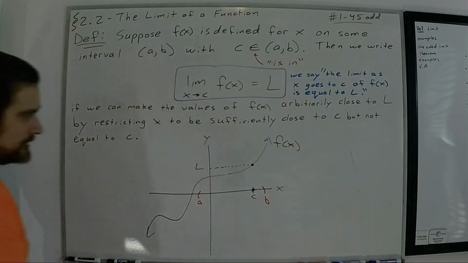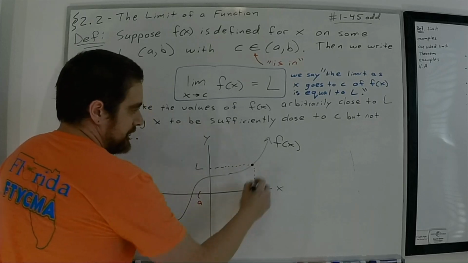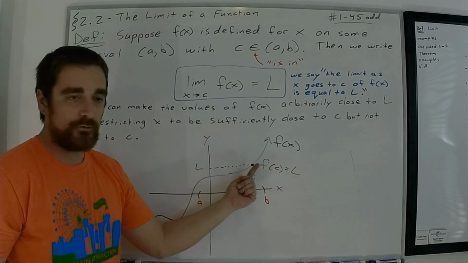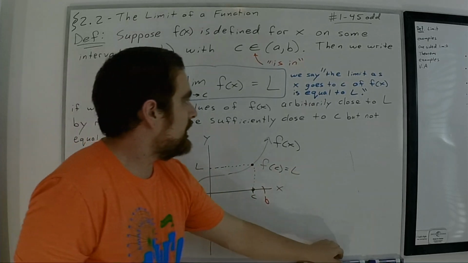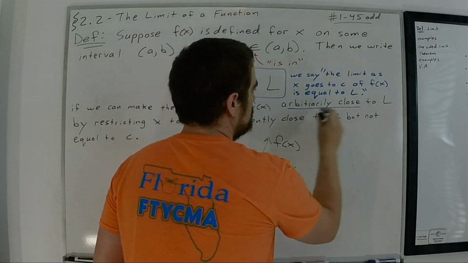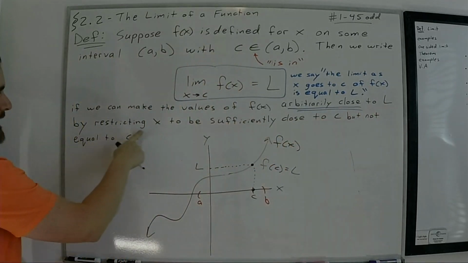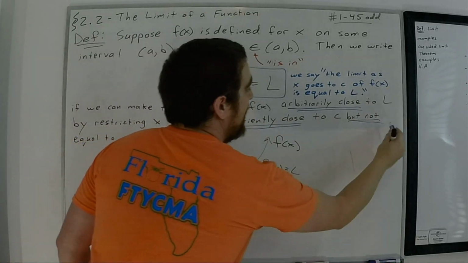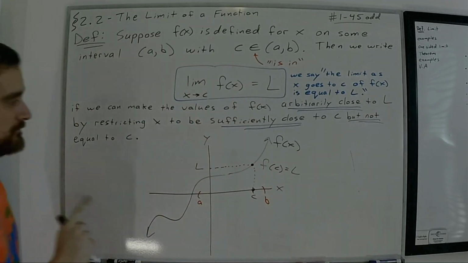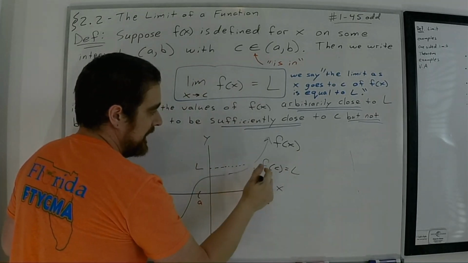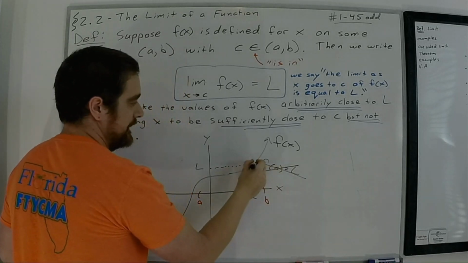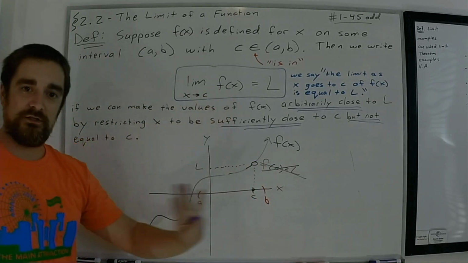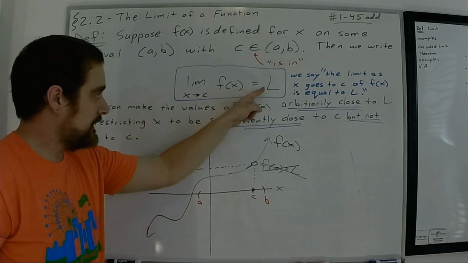So what does this mean? As I get closer and closer to this value, it looks like f of c has to spit out L. But you'll notice that we can get arbitrarily close to L by restricting x to be sufficiently close to c, but not equal to c, which means this doesn't necessarily have to happen. This f of c equals L, there could be a hole in the graph there, but this limit would still be just fine. That limit would still exist and be L.